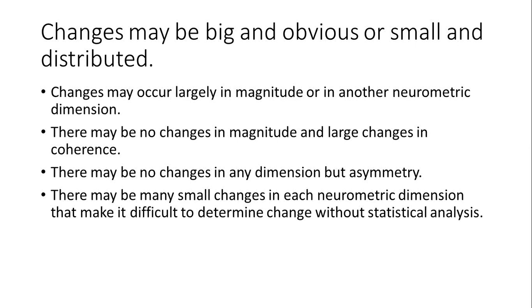Another important notion is that changes may be big and obvious or small and distributed. You may see alpha go completely down across the board. You may see everything go down. Or you just may see little changes in magnitude, little changes in dominant frequency, little changes in coherence, phase. They all add up, however. And that addition of all those little changes can be an overall significant change. There may be no changes in any dimension but symmetry. There may be many small changes in each dimension.